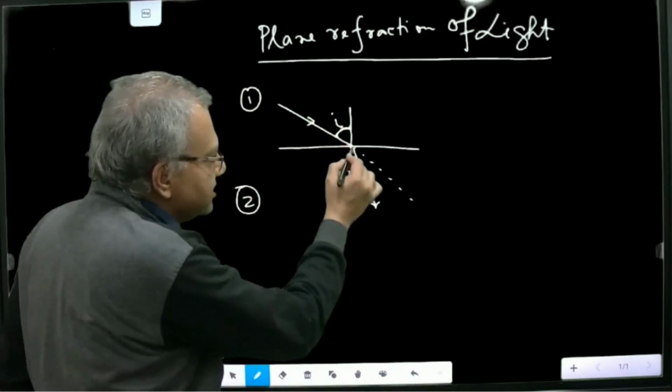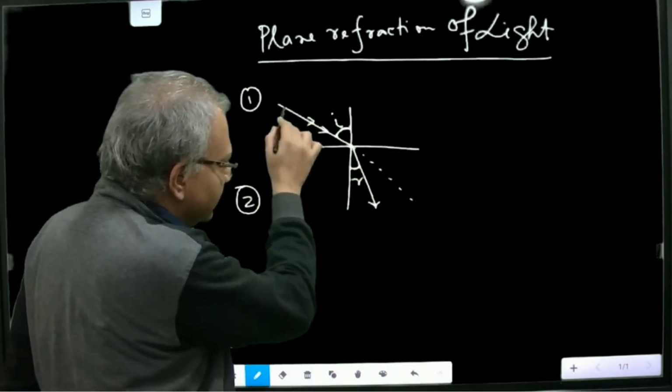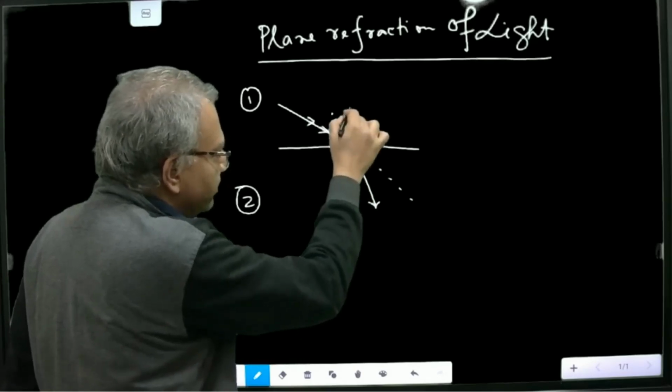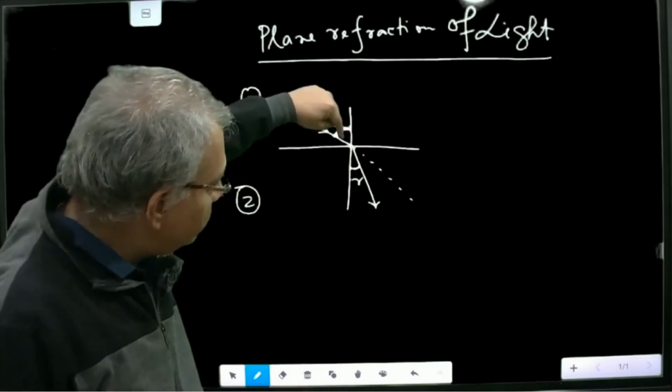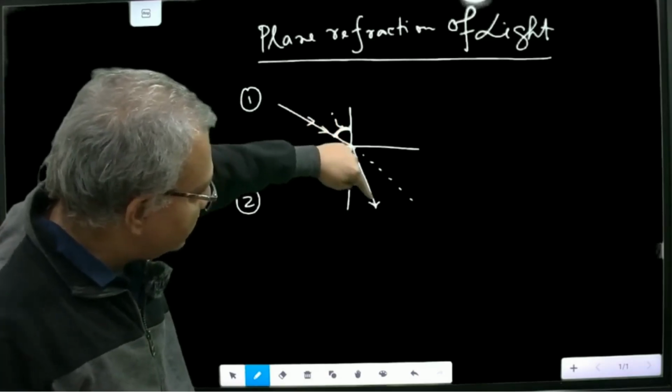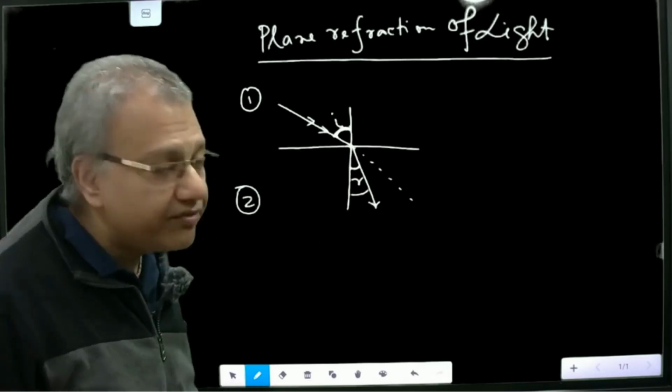What is the angle of incidence? Well, if I drop a normal at the point of incidence, and the light ray is falling, the angle it creates with the normal is the angle of incidence. And with this normal, it creates another ray, and this angle is the angle of refraction.